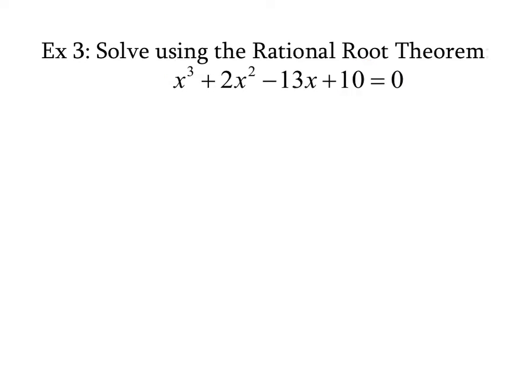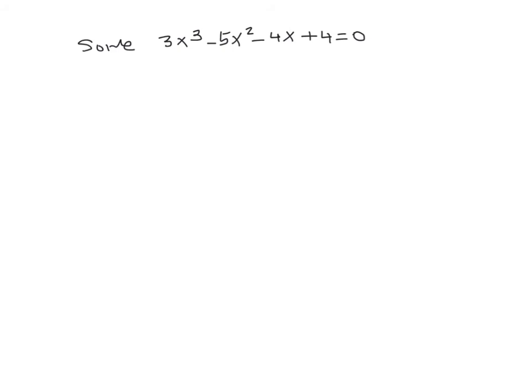Okay, so here, solve using the rational root theorem. And this looks like just the one we did. So here we do another example. We're going to do the same thing we did with the previous one. So here I have P over Q. So that's going to be factors of 4 and 3.